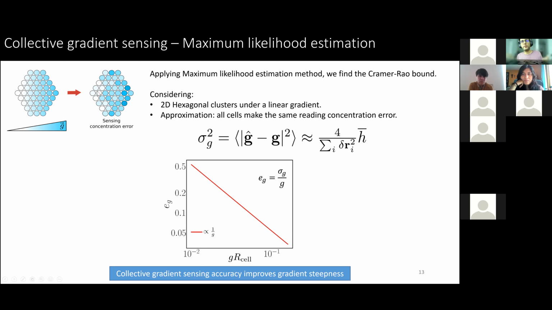Then we can use the expression to study how this changes with the gradient steepness, or the slope of the gradient. Our equation for the error does not depend on the gradient steepness. So here what we are plotting is the relative error, the error over the gradient steepness, and we can see that this decreases with the steepness of the gradient. Basically, the steeper the gradient is, the better the estimation of the gradient. Again, this makes sense as the steeper the gradient is, the larger the difference in the concentration between the front and the back. And this is similar to the case of a single cell, where it was easier for the single cell to measure a steeper gradient than a shallow gradient.